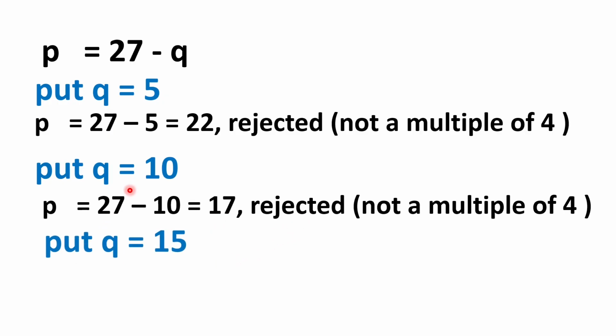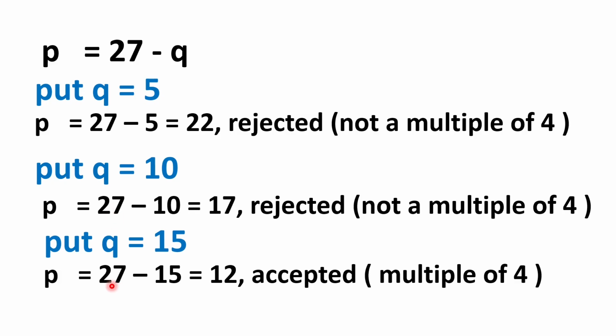And now we will put Q equal to 15. So when we put Q equal to 15, this will become 27 minus 15, which is equal to 12. Now this 12 is a multiple of 4, which is our required value for P. So this condition is accepted. It means that we have Q equal to 15 and P equal to 12, which is accepted.